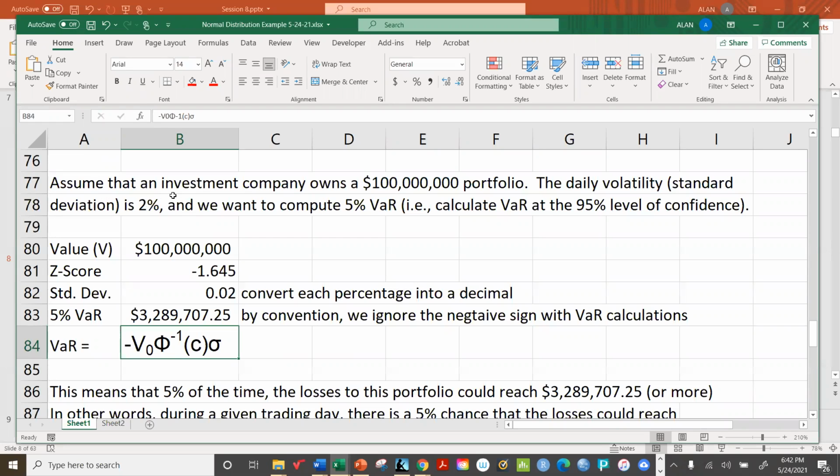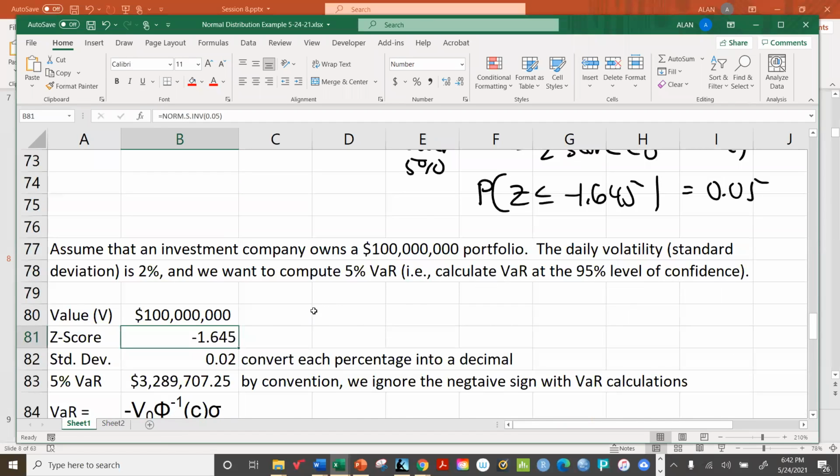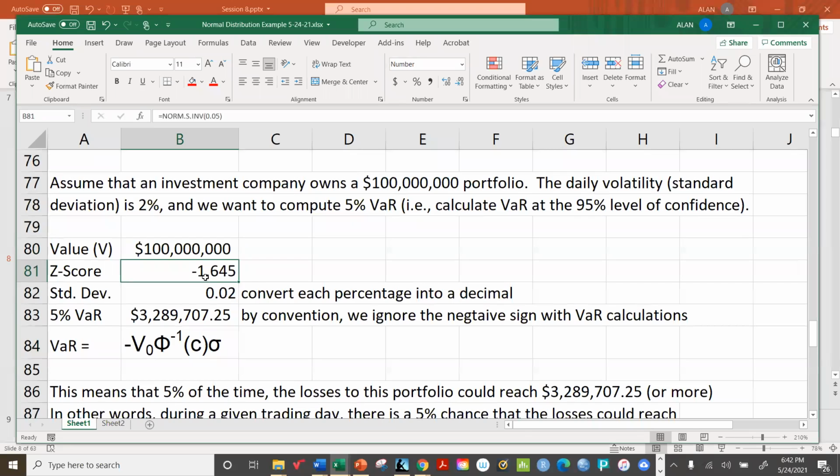Here we are. We have an investment company that owns a $100 million portfolio. Wow. The daily vol or standard deviation is 2%. We want to calculate 5% VAR, or in other words, we're calculating VAR at the 95% level of confidence. Now, the value of the portfolio is $100 million. Now, the Z-score, which we just got through showing, is 1.645, negative actually. The standard deviation is 2%, which we'll express as 0.02.